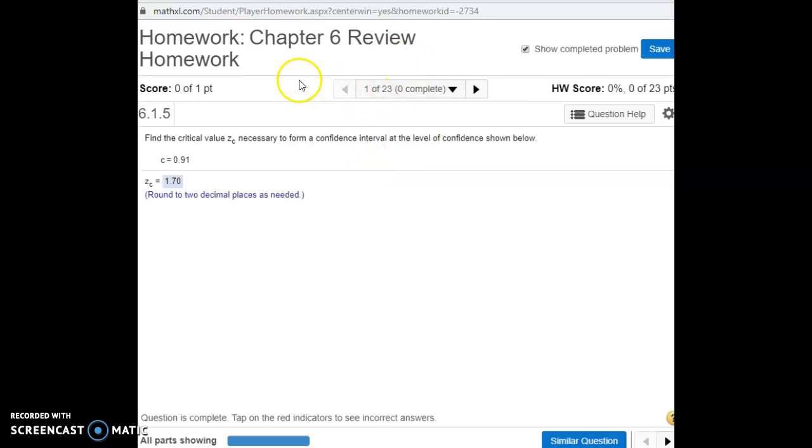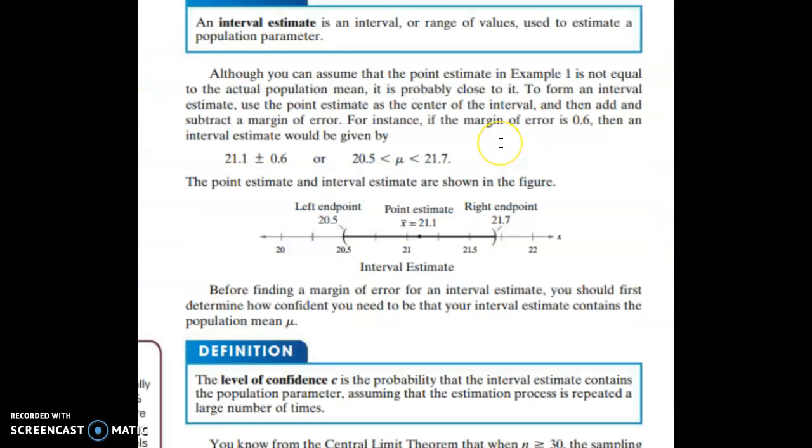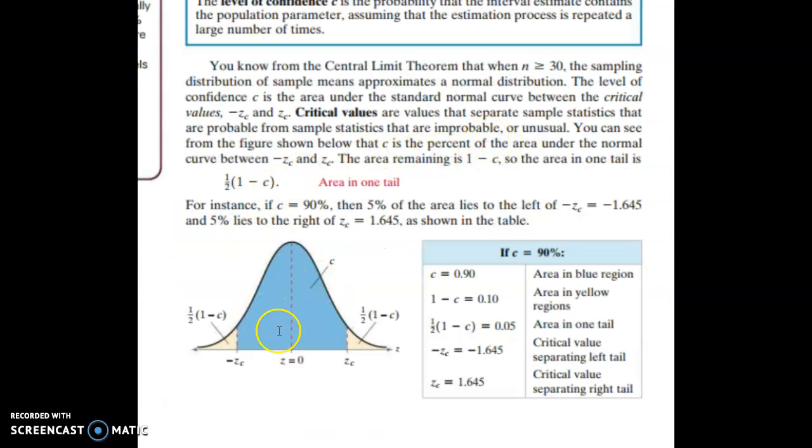For number 1, we're going to find the critical value needed to form a confidence interval at a specific level of confidence. In this example, the confidence is 0.91. Confidence intervals are discussed in chapter 6.1. And I'm going to this page to show a visual picture of what we're trying to find.